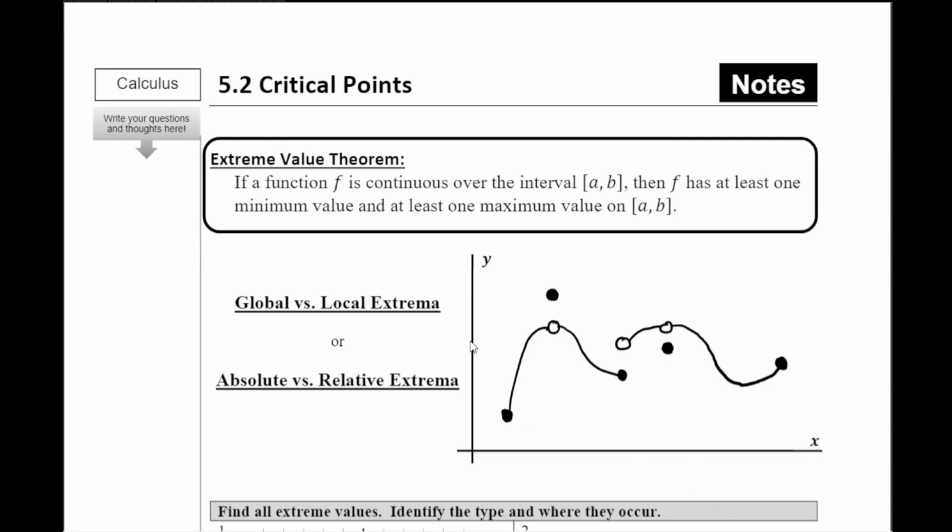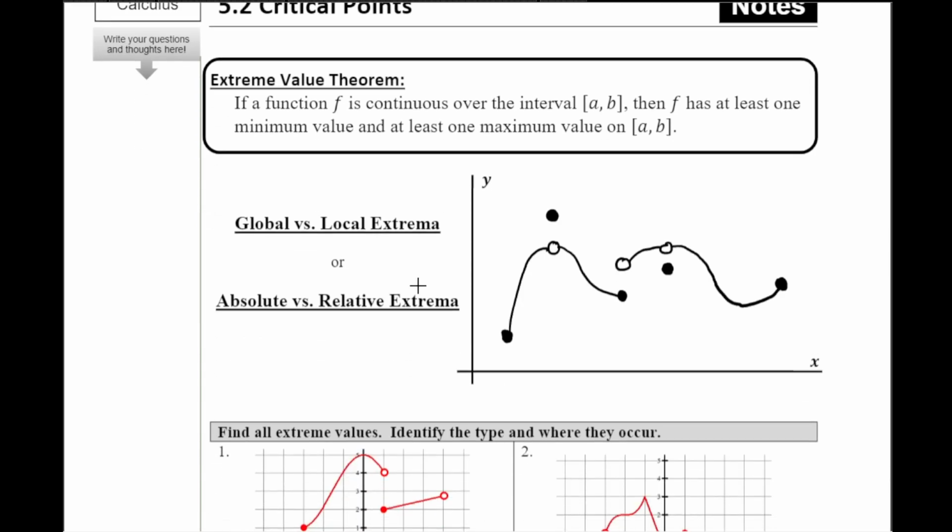5.2 Critical points. If a function f is continuous over the interval a to b, then f has at least one minimum value and at least one maximum value on a to b. Some terminology here.